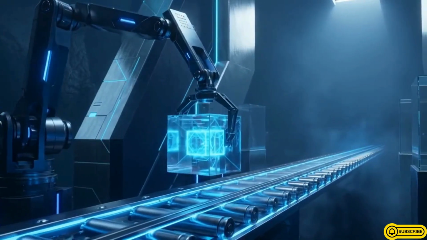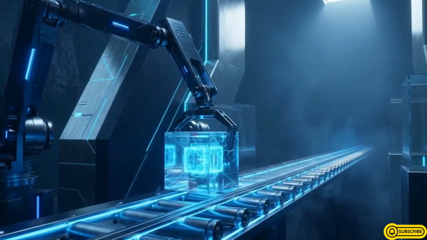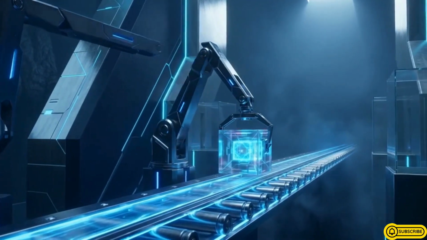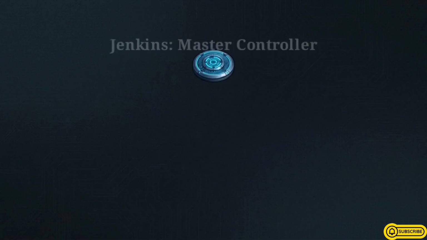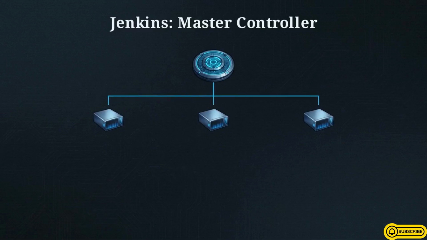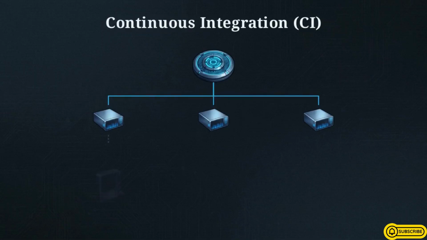Today, every time someone writes new code, it is placed onto a conveyor belt that handles the entire process without human hands. This brings us to Jenkins. Jenkins doesn't actually write the code. Instead, it acts as the master controller of that assembly line. It is the factory manager, giving orders to every machine on the floor and making sure the entire process runs smoothly from start to finish.